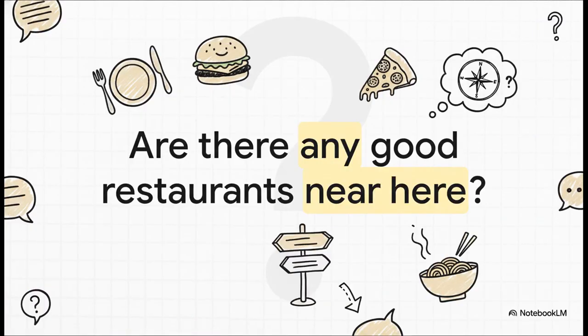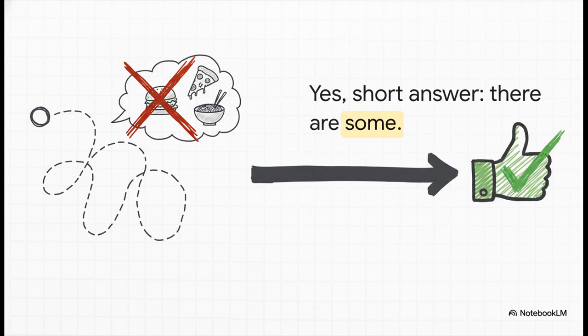So just imagine someone walks up and asks you this, are there any good restaurants near here? Now, you could give a really long answer, but what's that shortcut? You just say, yes, there are some. That's it. You don't need to say, yes, there are some good restaurants. The word some does all the heavy lifting for you. It's super efficient, and it sounds completely natural.